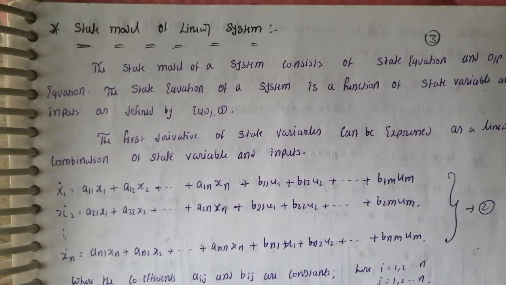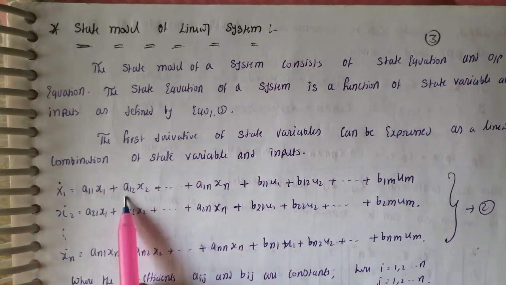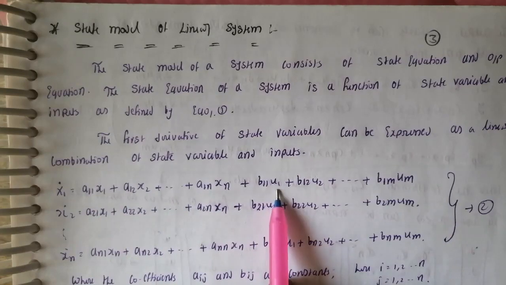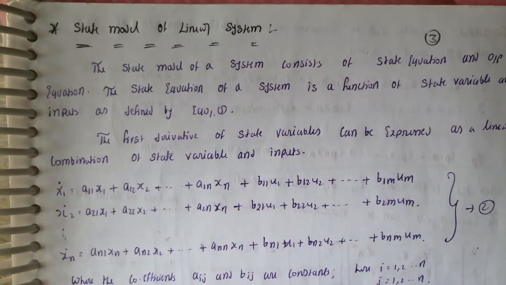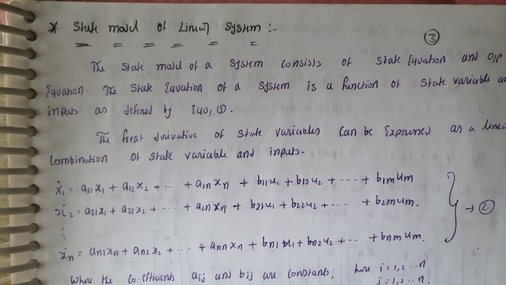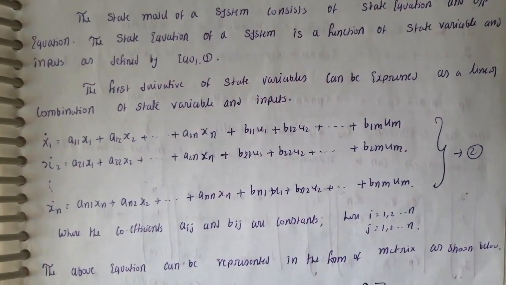Let me represent it in the form where the first derivative of the state variables can be expressed as a linear combination of state variables and inputs. So here x1 dot, x2 dot, up to xn dot. This is the state equation, and it is a function of state variables as well as inputs. Here a11, b1, these are the matrix elements. Let's consider this equation 2, where the coefficients aij and bij are constant. So these are the matrix elements.